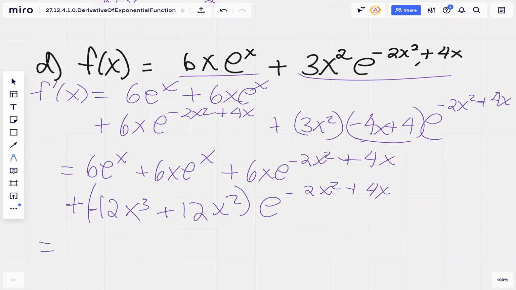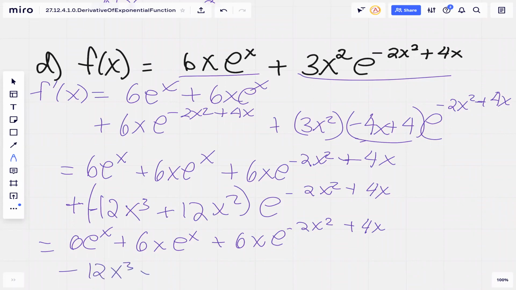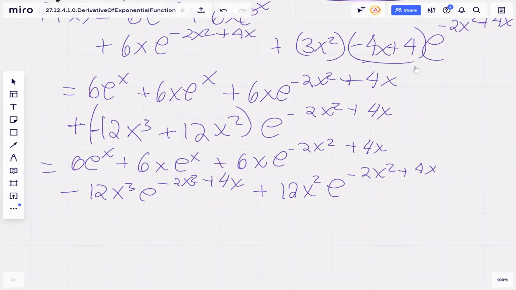Okay, let's see if we can simplify anything in the top there. Okay, 6e to the x plus 6x e to the x plus 6x e to the negative 2x squared plus 4x minus 12x cubed e to the negative 2x squared plus 4x plus 12x squared times e to the negative 2x squared plus 4x. All right, so depending on how your teacher wants a solution, we can keep simplifying this.